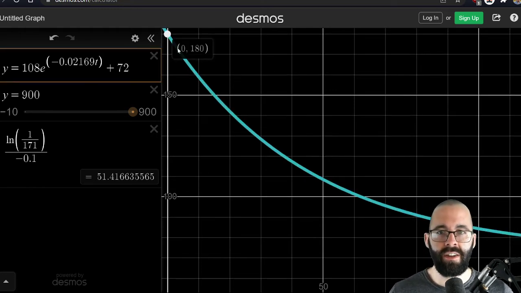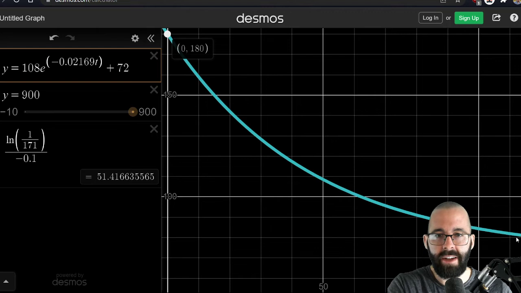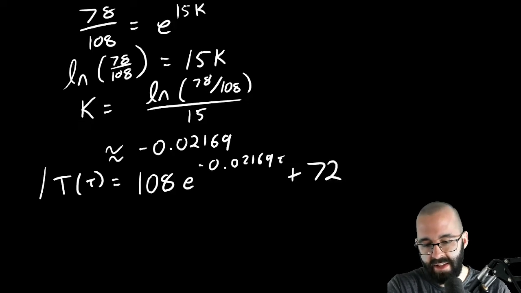We can see, right, it starts at 180 degrees and it's cooling exponentially fast. But eventually it flattens out. It's going to eventually approach that asymptote, which is going to be about 72 degrees. It'll eventually be room temperature. This is what our model looks like. And that's our answer for part A.